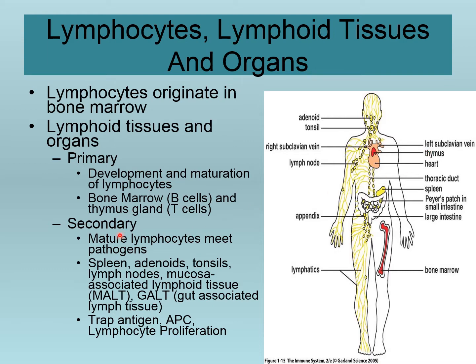The secondary organs or tissues are those which are places for interaction of lymphocytes with the pathogens, like spleen, tonsil, adenoid, some mucosal lining in the intestine, as well as in the lymphoid tissues. They are basically sites which trap the antigen and allow interaction with the antigen presenting cells and lymphocyte proliferation. Let's discuss them one by one.